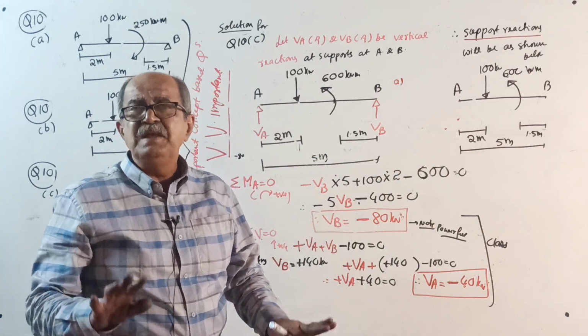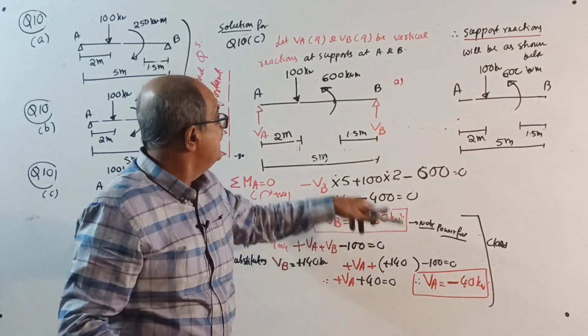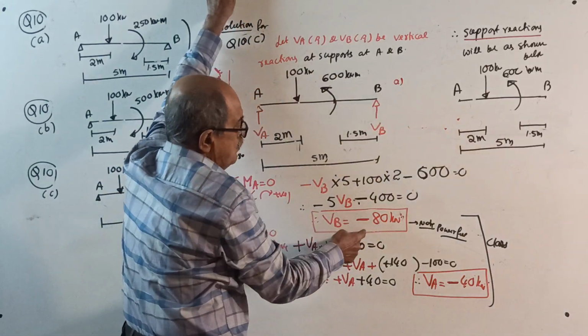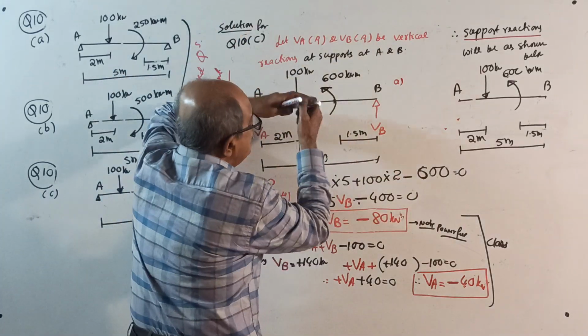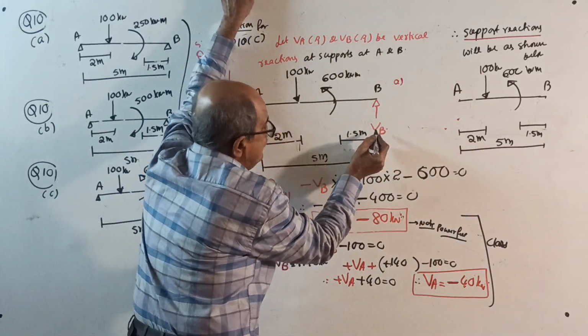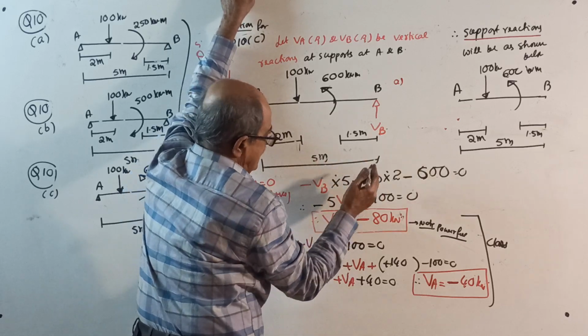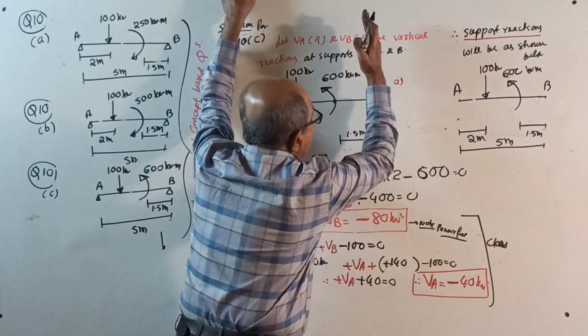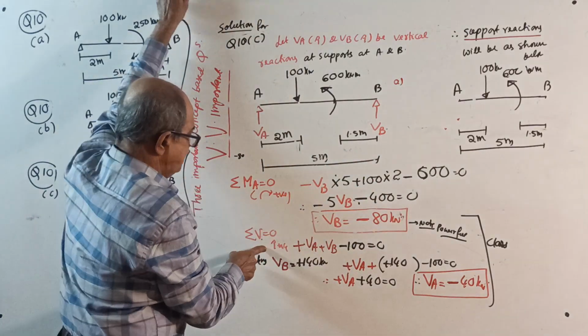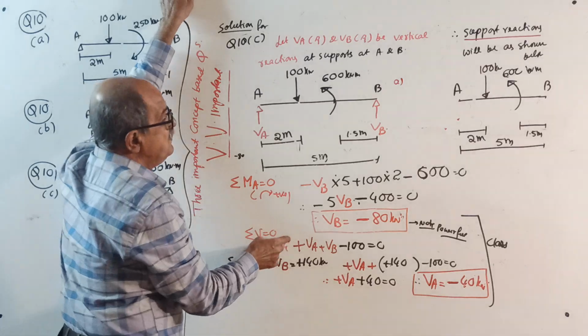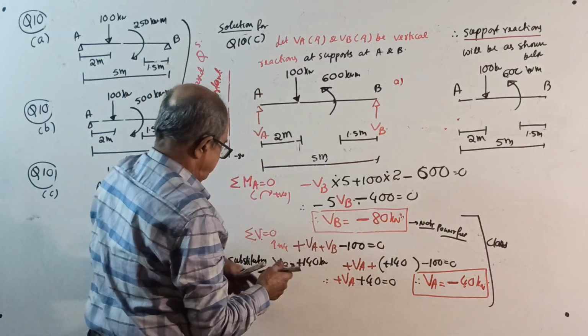So 90% of people make a mistake here. They will go and put down, then they'll put minus 80 sometimes. Therefore, you do not change anything here. We got the value of VB. Our VB in upward direction is minus 80 is the answer. Over. Now, sigma V equals 0, when you write the sigma V equals 0, do not change anything.